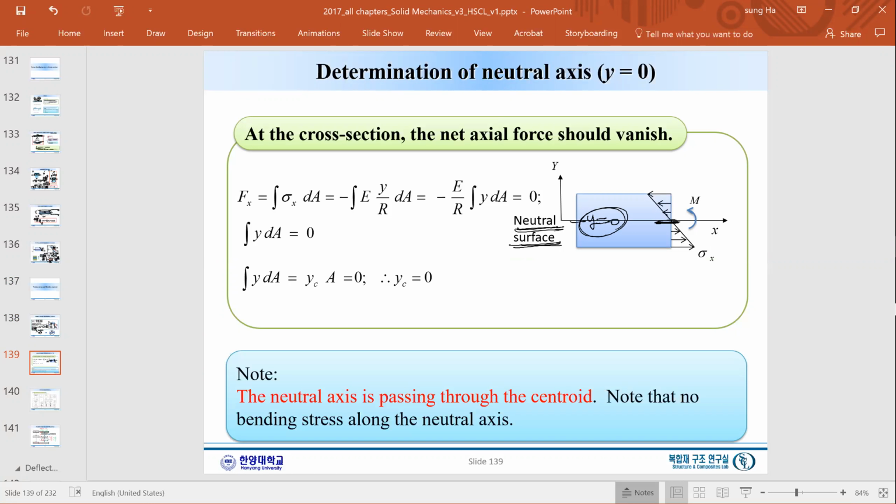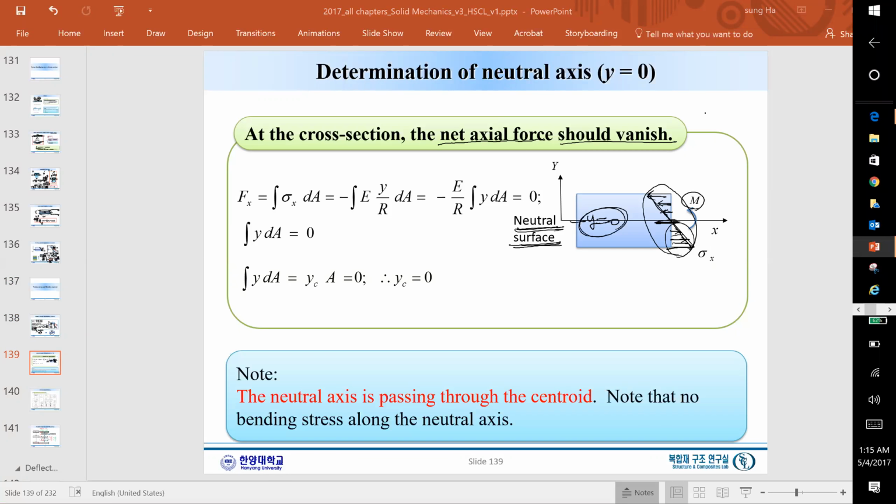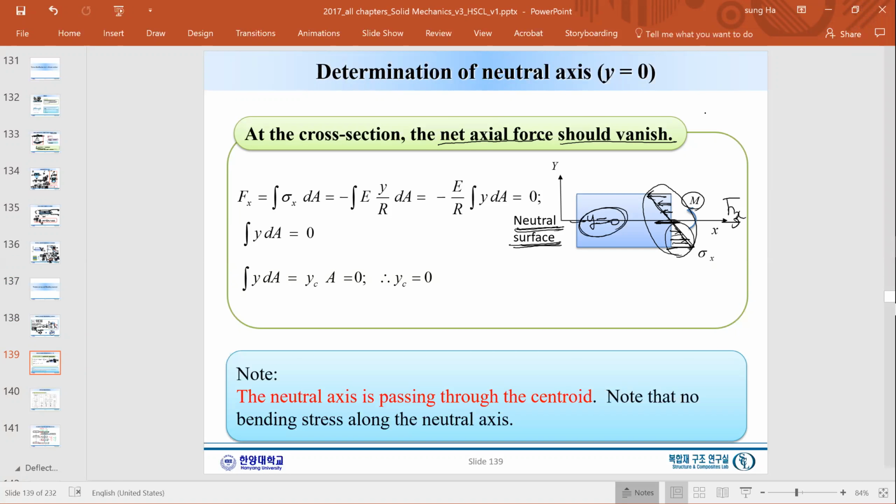It's very easy and straightforward to determine this using one condition: the net axial force should vanish. What does it mean? We have all the stresses like that. This is tension, and this is compression, and this gives us a moment. But all the sigma xx should not give any Fx force. Fx should not have any value; this should be 0.